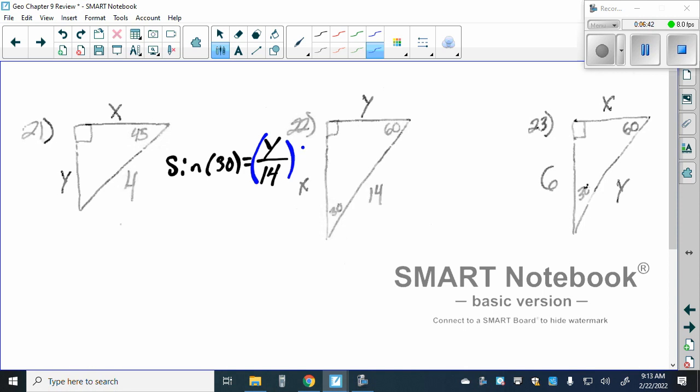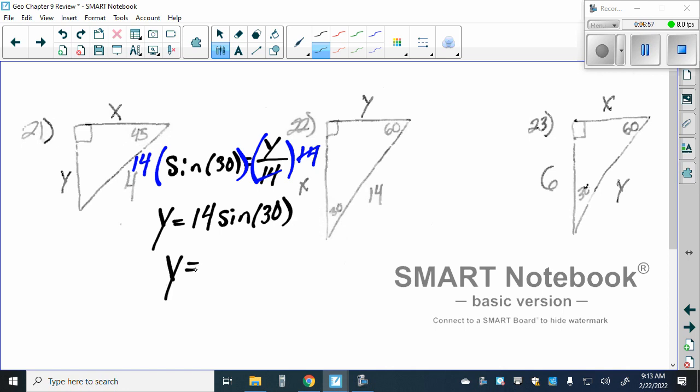Our next step would be to multiply both sides by 14. 14 and 14 would cancel, telling us that y is equal to 14 sine of 30 degrees, which would be 7, because it actually works out sine of 30 degrees is 1/2. So y is 7. Now at this point, we could do the same thing with either taking sine of 60 degrees or cosine of 30 and finding the value of x.